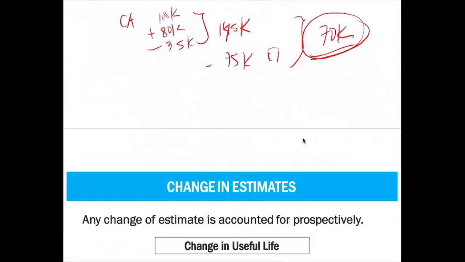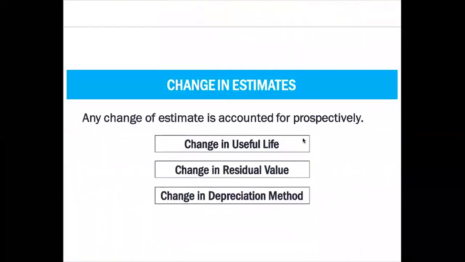Okay. So in case, guys, there is a change in estimates, any change in estimate is accounted for prospectively. I know that you already know that one. Okay. I think we will end our discussion here on your depreciation.